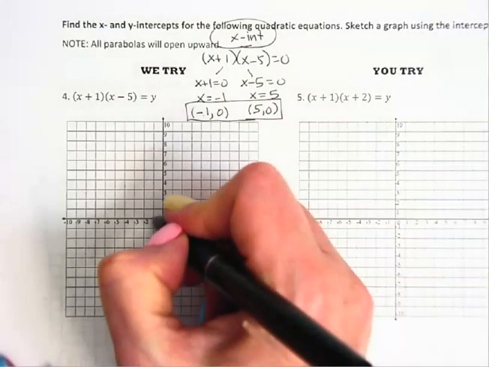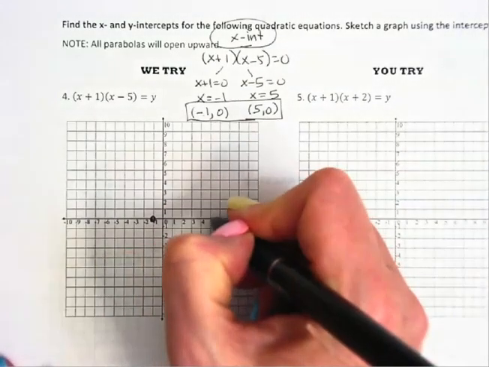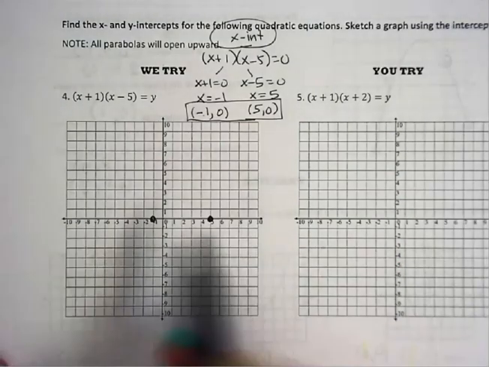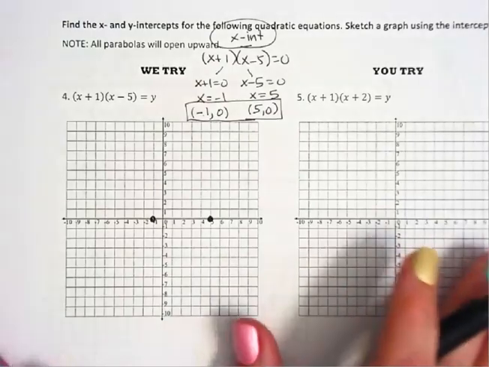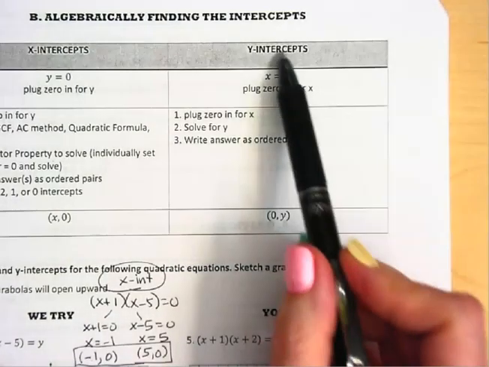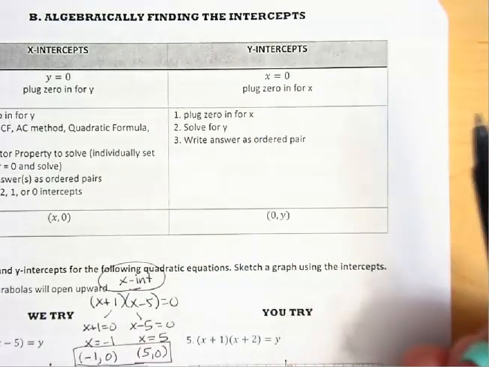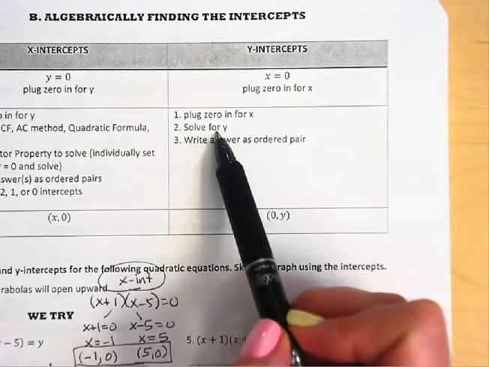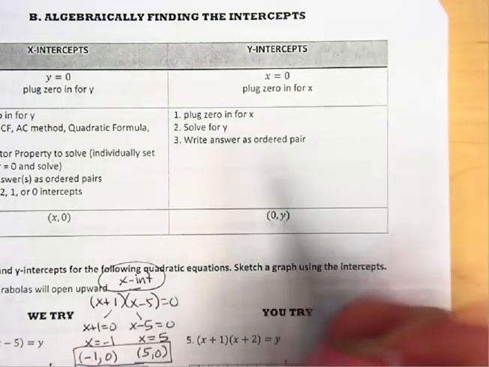So I'm going to graph those right now. -1, 0, and 5, 0. So there are my x-intercepts, but I want to find my y-intercept now too. So I go back up here. For the y-intercepts, we are going to use our original equation, and we're going to plug 0 in for x, solve for y, and then write it as an ordered pair.